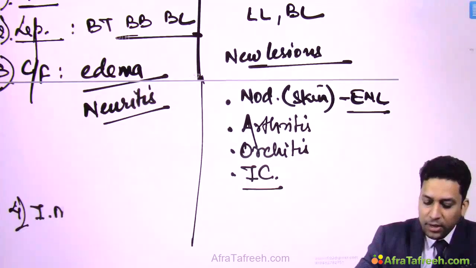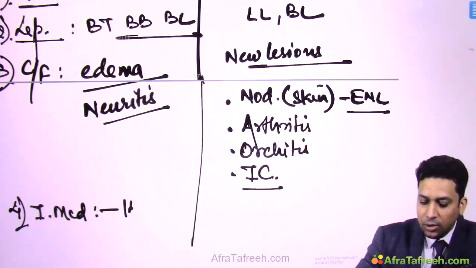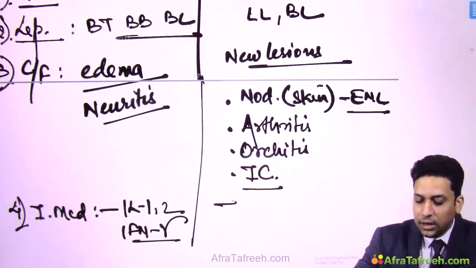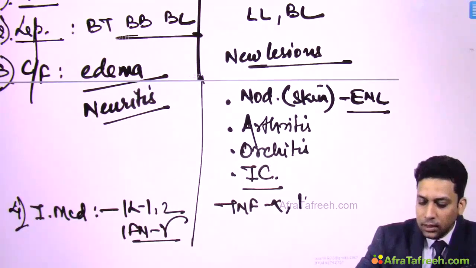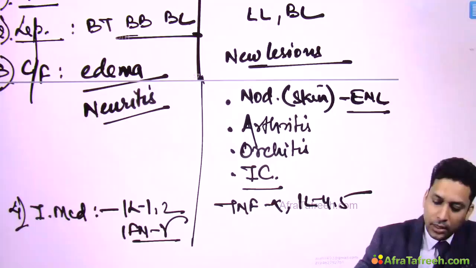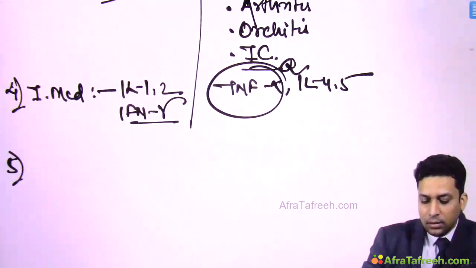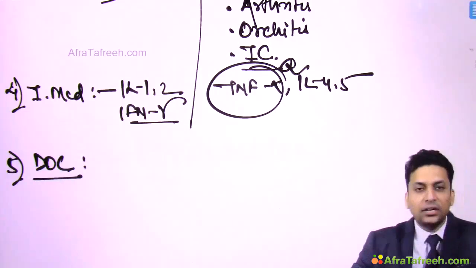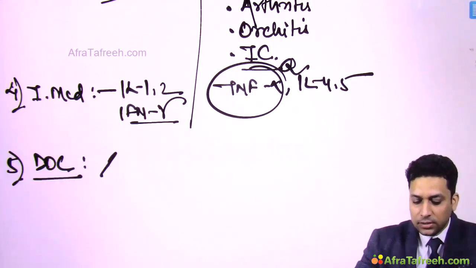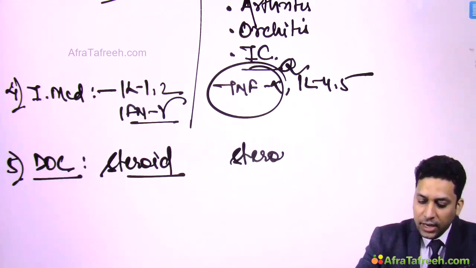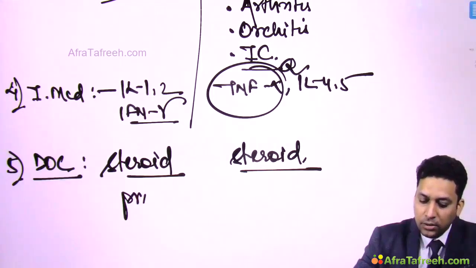Then if we talk about inflammatory mediators, here the mediators are interleukin 1, interleukin 2, interferon gamma. While these mediators here are TNF alpha, interleukin 4 and 5. TNF alpha is very important, already question have been asked. Then they might ask you about the drug of choice. So remember, the drug of choice for both is same, and that is steroids. So steroids are the drug of choice for both, that is type 1 as well as type 2. Commonly we use prednisolone, and it is used in the doses of 1 mg per kg body weight.